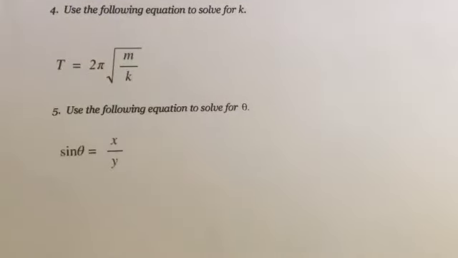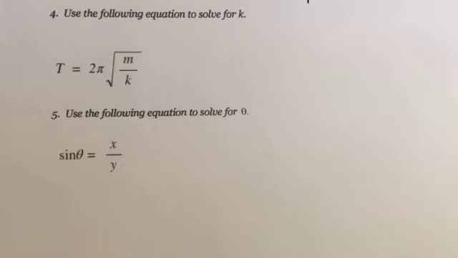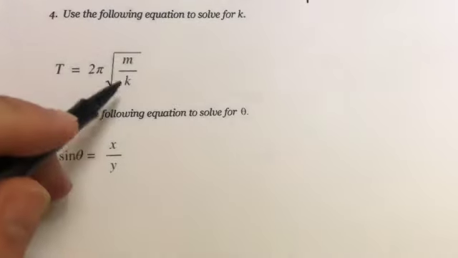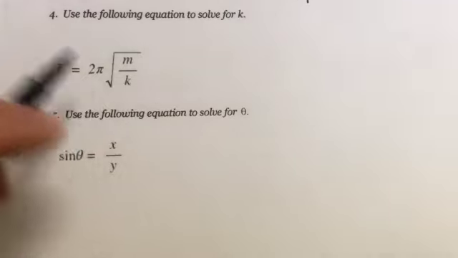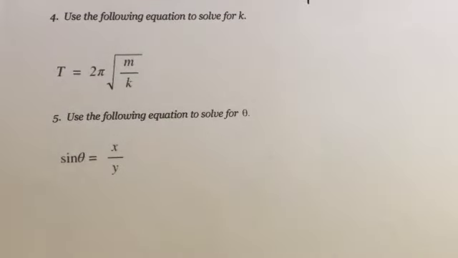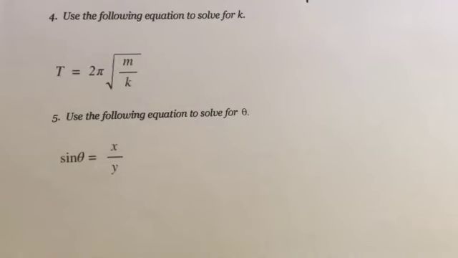All right, moving on. Number 4, use the following equation to solve for k. This is the equation for solving for the period of a mass on a spring. k is our spring constant, m is mass, T is period, or the amount of time that is being used for a mass to go up and down. Anyway, that's neither here nor there. Let's just do the math.